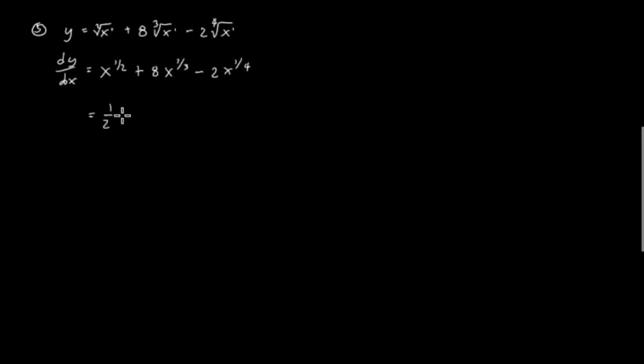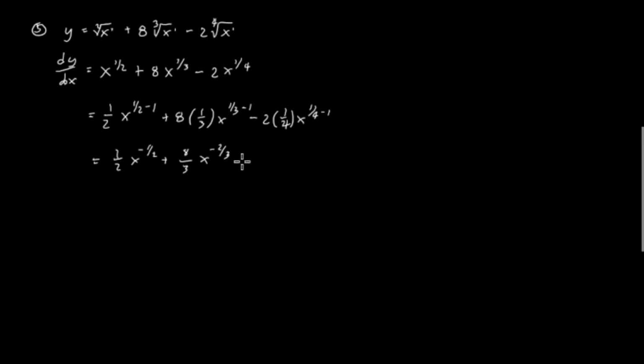1/2, that's n, multiplied by x^(1/2 minus 1), or n minus 1, plus 8 of n, which is 1/3, and x^(1/3 minus 1), minus 2 of 1/4 x^(1/4 minus 1). Then simplify. So this is 1/2 of x^(1/2 minus 1, which is negative 1/2), plus 8 over 3 of x^(1/3 minus 1, which is negative 2/3), minus 2 over 4 is 1/2 of x^(1/4 minus 1, which is negative 3 over 4).